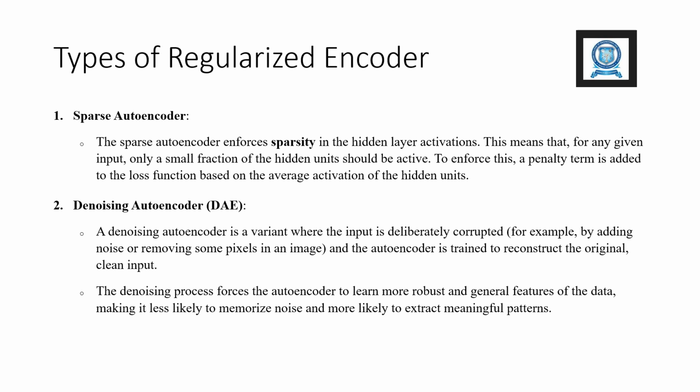Number two, denoising autoencoder. A denoising autoencoder is a variant where the input is deliberately corrupted and the autoencoder is trained to reconstruct the original clean input. The denoising process forces the autoencoder to learn more robust and general features of the data, making it less likely to memorize noise and more likely to extract meaningful patterns.